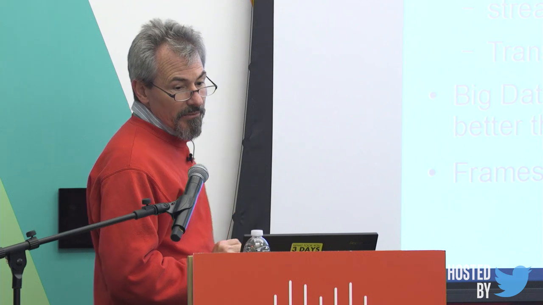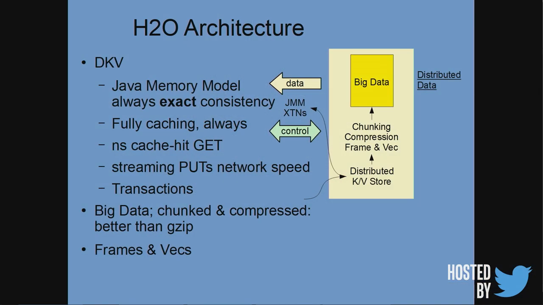What else? There's a key value store. It has the Java memory model and exact consistency and can cache in all circumstances. And a cache hit will happen in a few nanoseconds because that's the time of a hash table lookup.